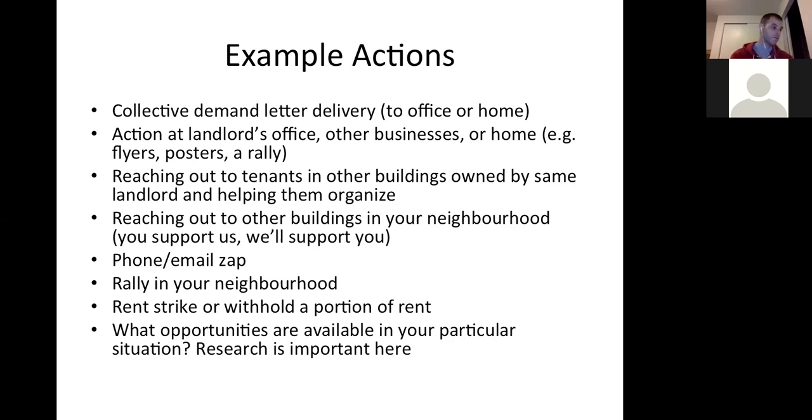For example, if your landlord's a nonprofit landlord, there might be ways to put pressure on them that a corporate landlord might not be sensitive to. If you live in Toronto Community Housing, there might be ways to put pressure on that organization that are different than what you might do for a REIT, for example. The structure of the company that you're targeting, their particular interests, their particular vulnerabilities, those are all things to take into account when you're organizing.